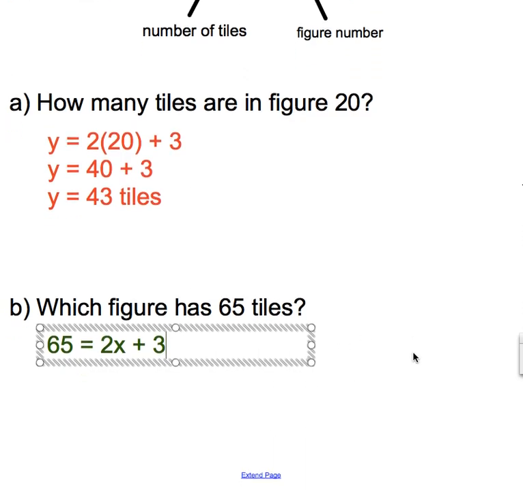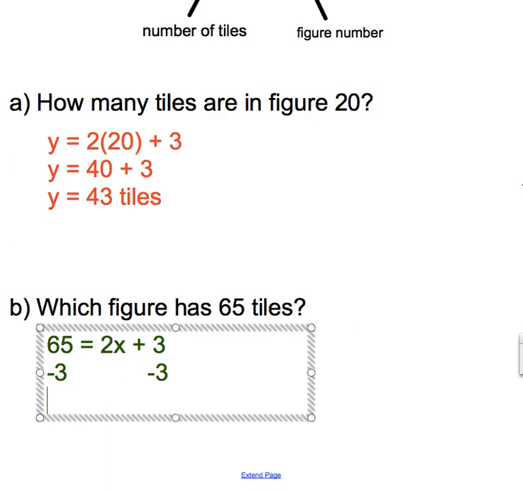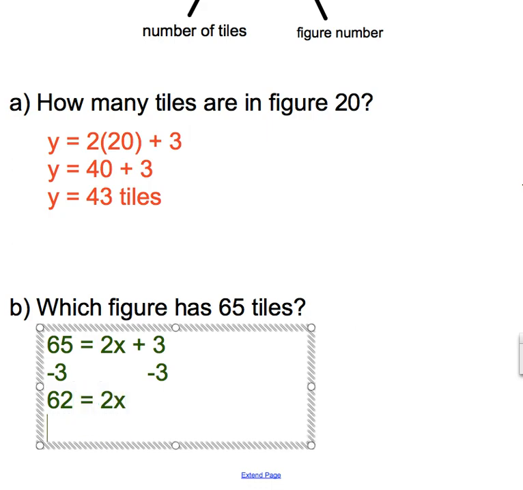Now this is something we have to solve. So we can start by subtracting 3 on both sides. And we would get 62 equals 2x. If we divide both sides of that equation by 2, which is hard to show on my computer here, but just trust me, show your work, it's a good idea, we would get x equals 31.